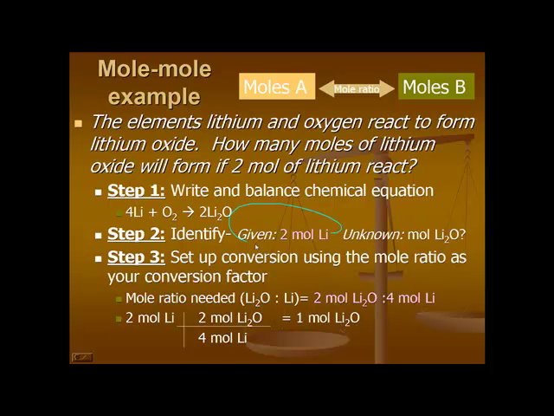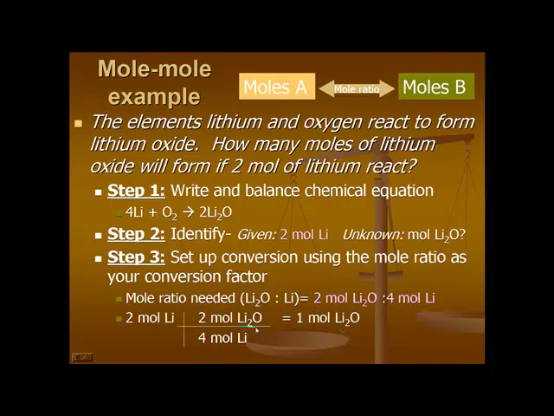My given is what I started with, so that goes first. My mole ratio I put in an order that cancels out what I'm trying to get rid of and leaves me with the one thing that I'm looking for, which is lithium oxide. The numbers come from the mole ratio. So if I start off with 2 moles of lithium, I'm going to put the 4 moles of lithium, based on that coefficient, on the bottom. That's what's going to make those cancel out.